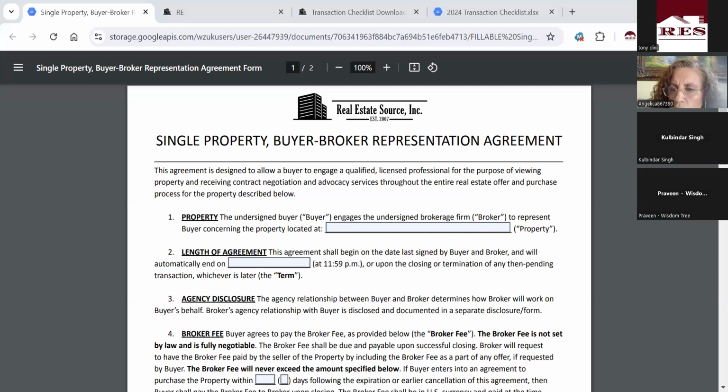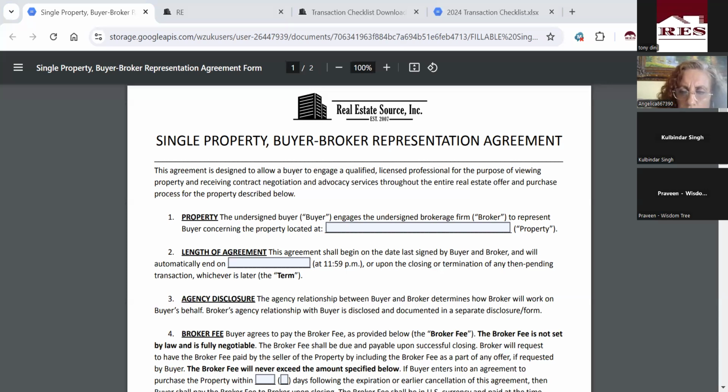Yes, some brokers are not going to allow dual agency, and it is mainly not because of liability, because the liability isn't changing in any shape or form based on what we're doing. It's more about commission and money.